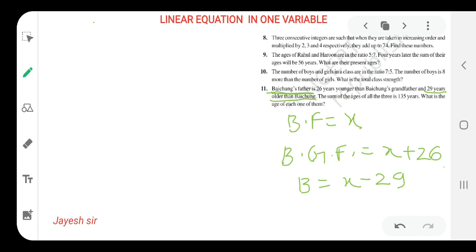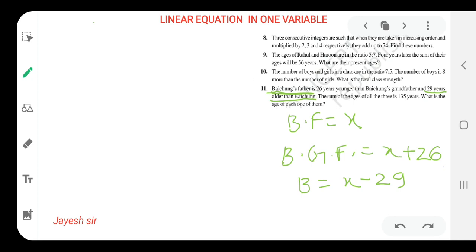Now we have to put each and everything in the equation and we can easily solve it. So let's form the equation. What is given? The sum of the ages of all the three is 135 years. That means 1, 2 and 3: the sum of all these three would be 135.